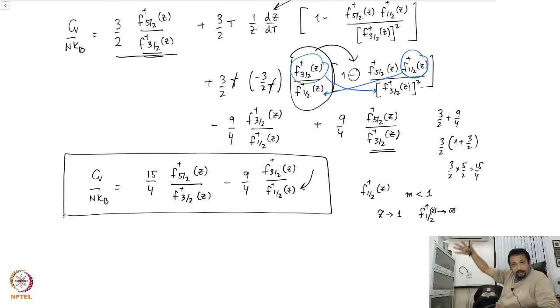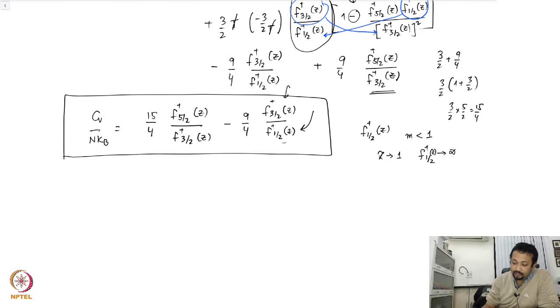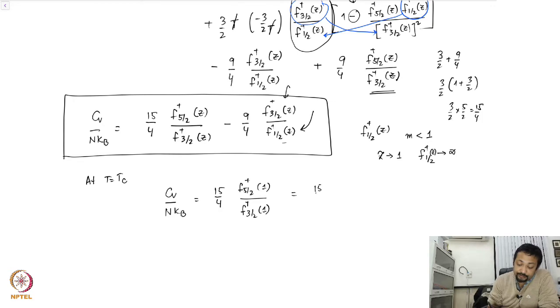So as you keep on decreasing the temperature, the denominator blows up, so that the second term starts contributing less and less until at Tc this vanishes completely. So at T equal to Tc, you simply have Cv over NkB equal to 15 over 4 f5/2 of 1 divided by f3/2 of 1, which is 15 by 4 zeta 5/2 over zeta 3/2.